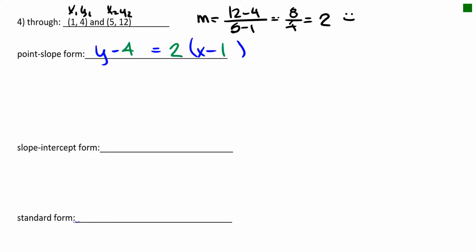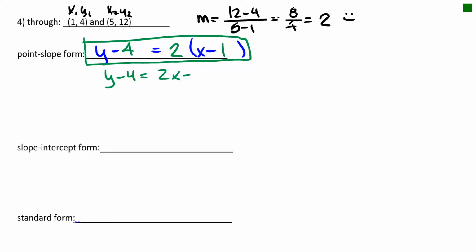If I had a highlighter, I would highlight that because it's my answer. I don't, so I'm just going to put a box around it. There's my point slope. I'm going to distribute: y minus 4 equals 2x minus 2. I'm going to move the constant. We do that all the time, no matter where we're going. That happens to get my y alone. y equals 2x plus 2.